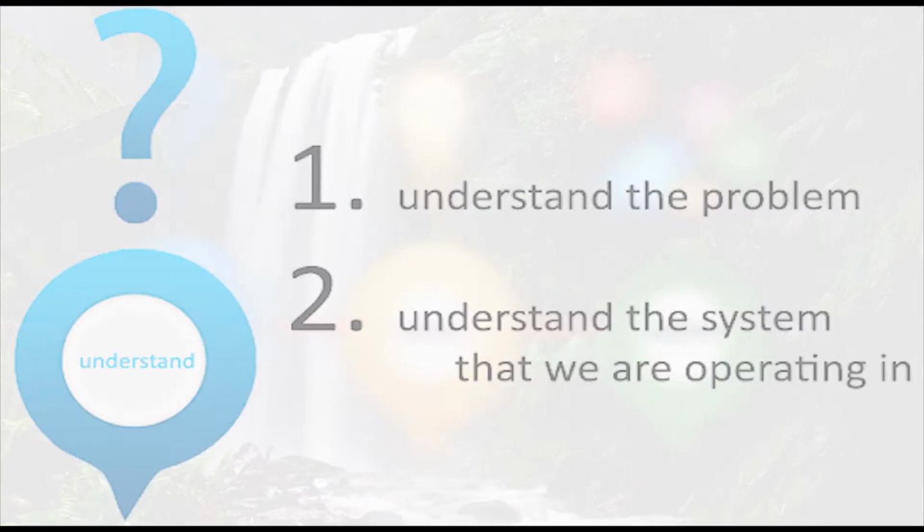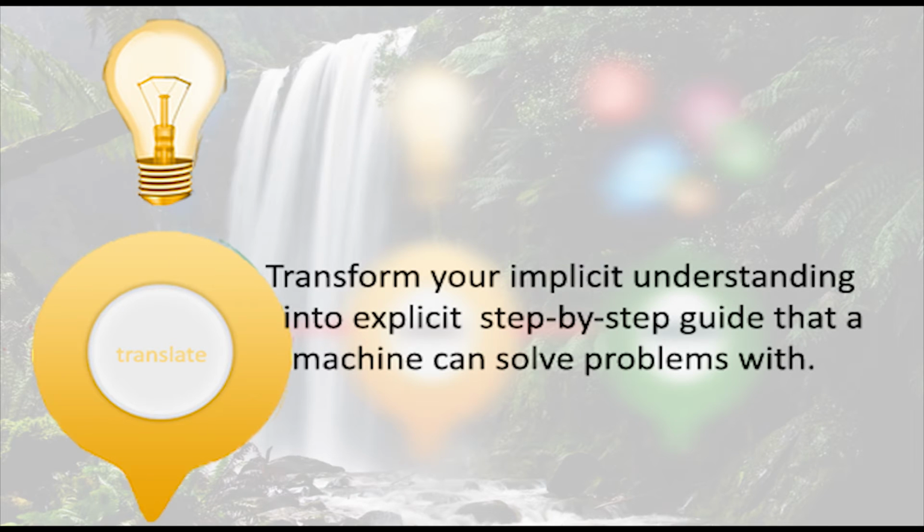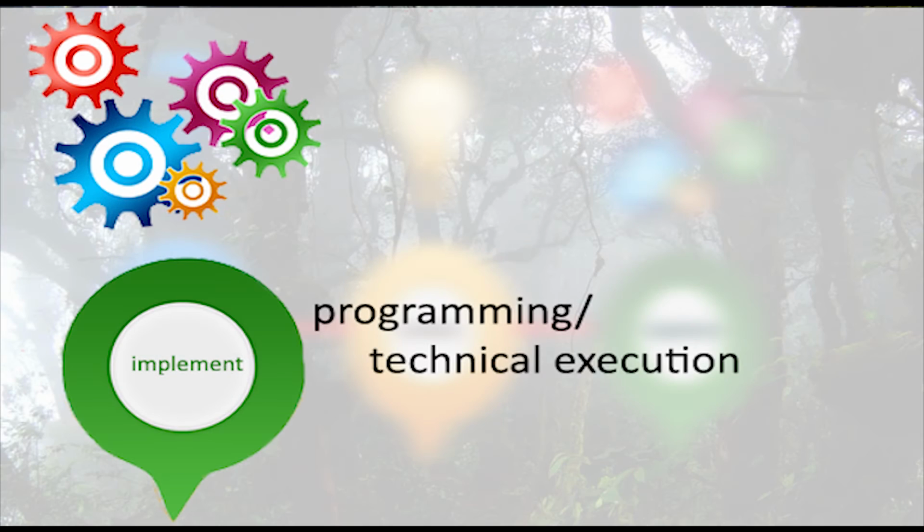This leads into the second step, which is to translate this implicit understanding of the problem into a step-by-step guide that a machine can use to actually solve this problem itself. And the third step is to actually implement this algorithm that we develop in the second step.